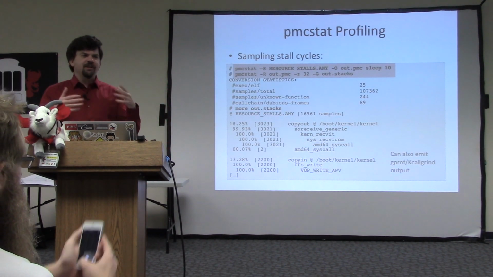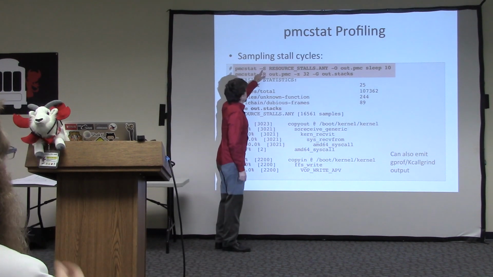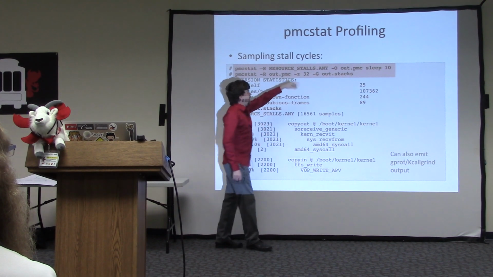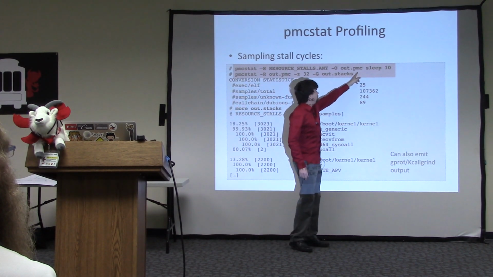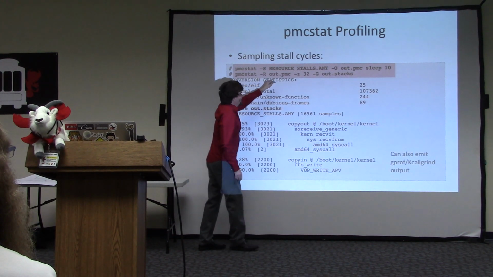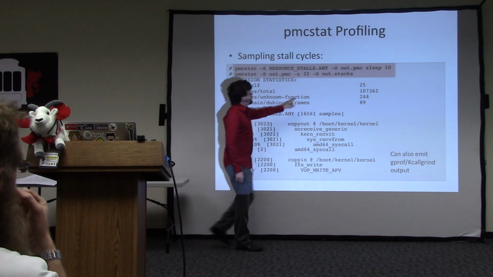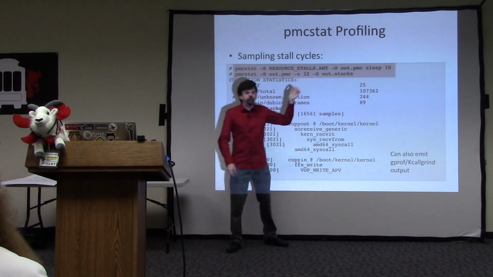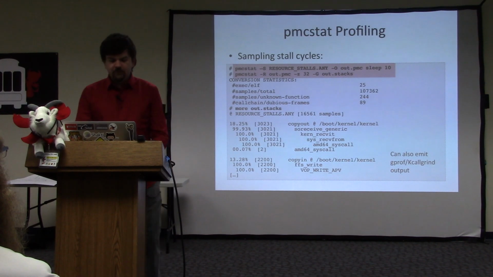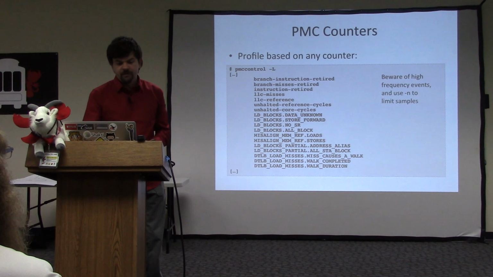Just so you can see what PMCstat looks like, I can say system stacks, resource stalls.any, output to a PMC log file, and for 10 seconds is my dummy command. And then I'm going to read it and emit it as, in this case, a call chain, which looks like this. I can also emit it as gprof output or kcachegrind output, and then read that in other tools. And of course, instead of resource stalls, I can say all sorts of other things.